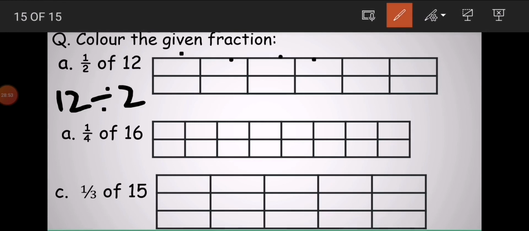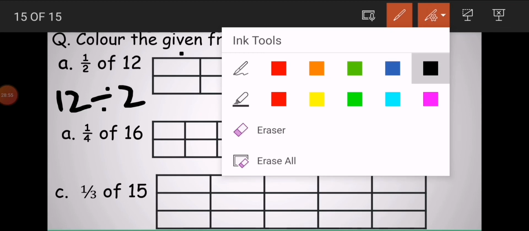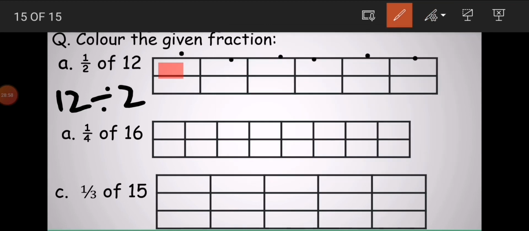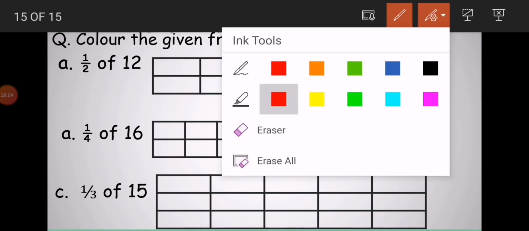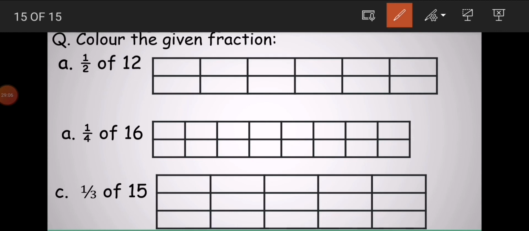1, 2, 3, 4, 5, 6. So we will color 6 parts. 1, 2, 3, 4. Let me color it neatly. 1, 2, 3, 4, 5, 6. Half of 12 is 6.